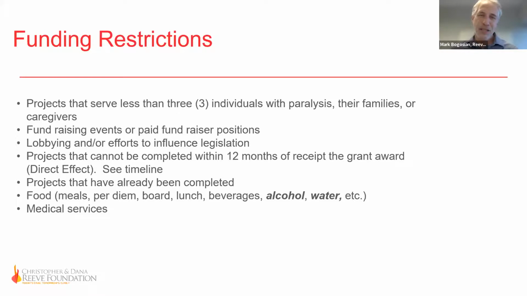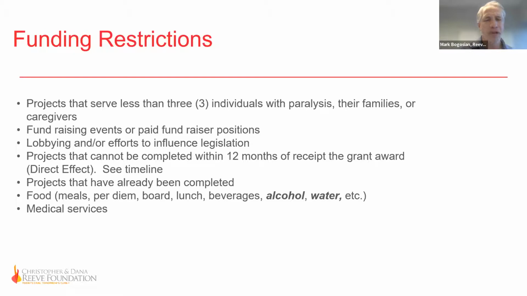And this is the last page of funding restrictions, but I just really feel a lot of this is very important because these are the things that a lot of times disqualify folks. So again, projects that do not serve at least 3 people living with paralysis, if it's under 3, your proposal would not be funded.